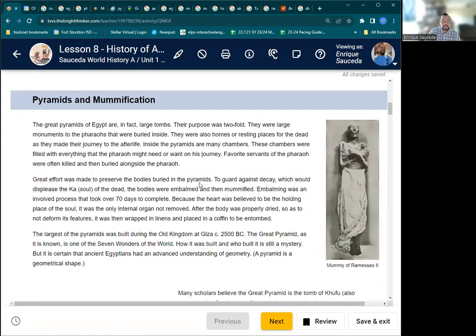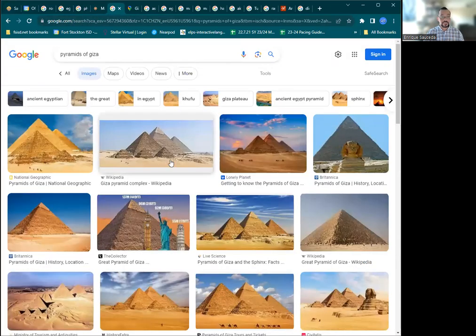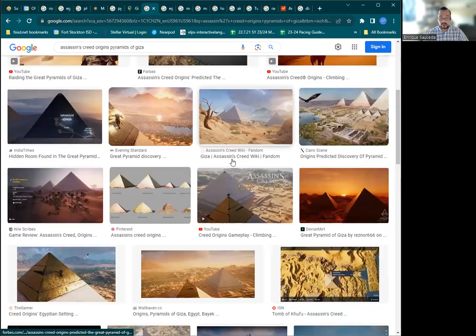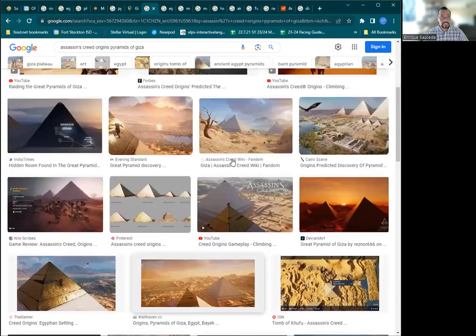The reason why we know so much about them is because there are mummies, tombs, and carvings on walls, right? These hieroglyphs that they used. These would be the pyramids of Giza. For those of you who have played Assassin's Creed Origins, I haven't passed it, I played it for a while. You get to travel and climb up these pyramids of Giza.